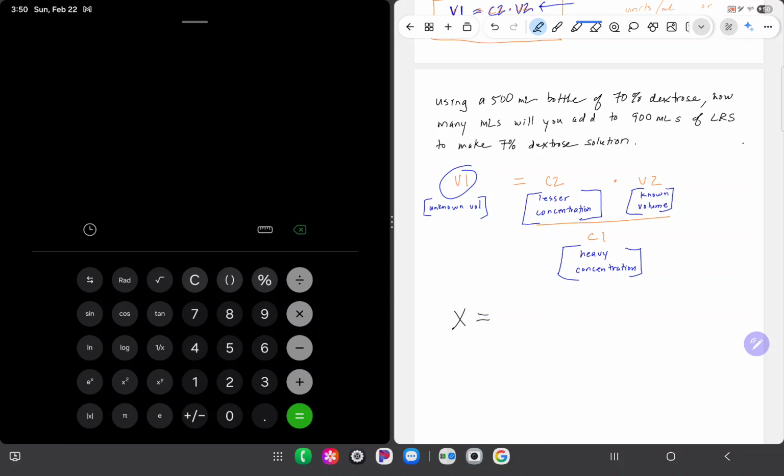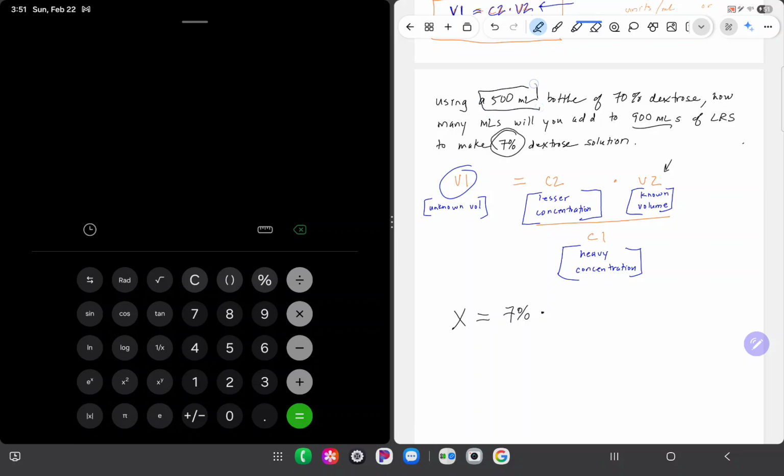Now what's my C2? C2, I've said, is my lesser concentration. Concentration number 2 in this equation, that's a lower concentration, 7%. All right? And we're going to multiply that times V2. That is our known volume. That is the only volume that they have labeled on there that is going into the patient.